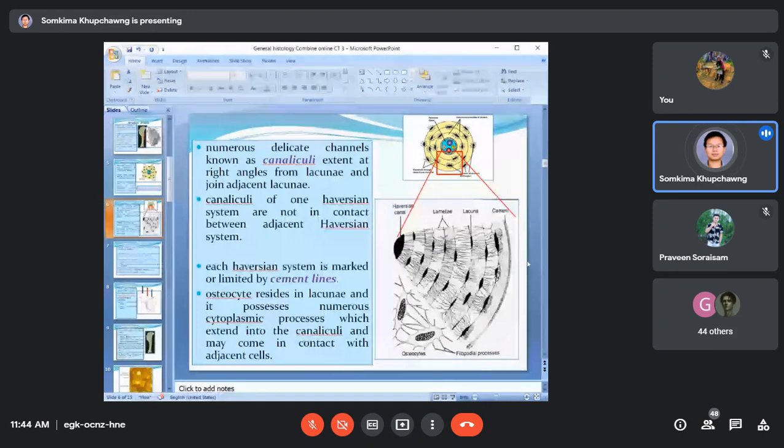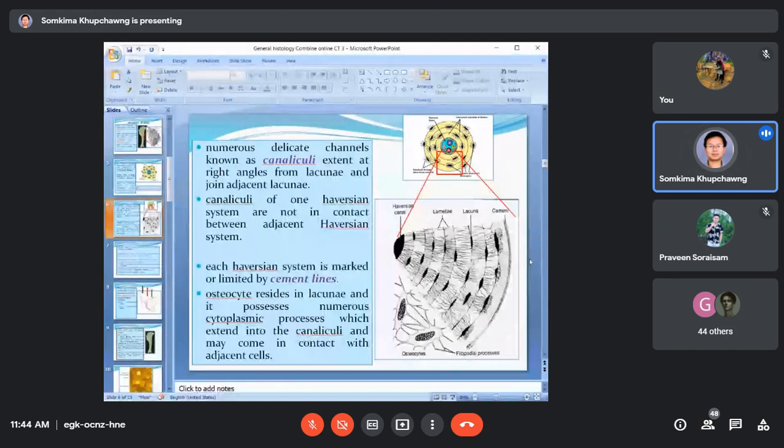And then what is the importance of those canaliculi? Inside the lacunae, osteocytes are present. The osteocyte has many cytoplasmic processes, and those processes will be accommodated inside the canaliculi.